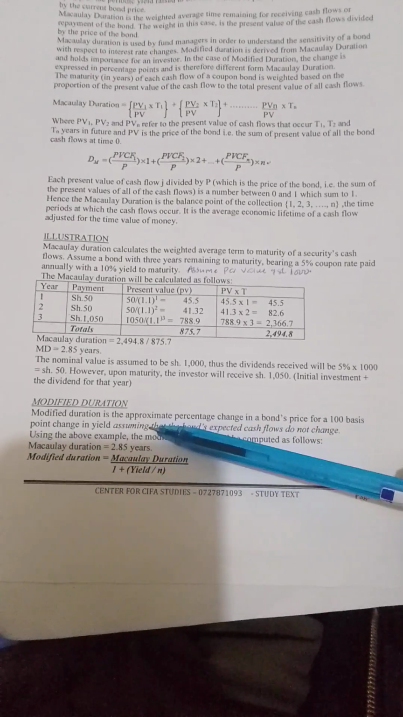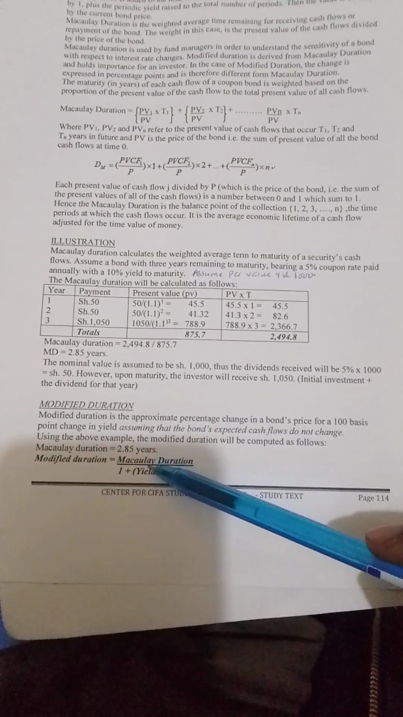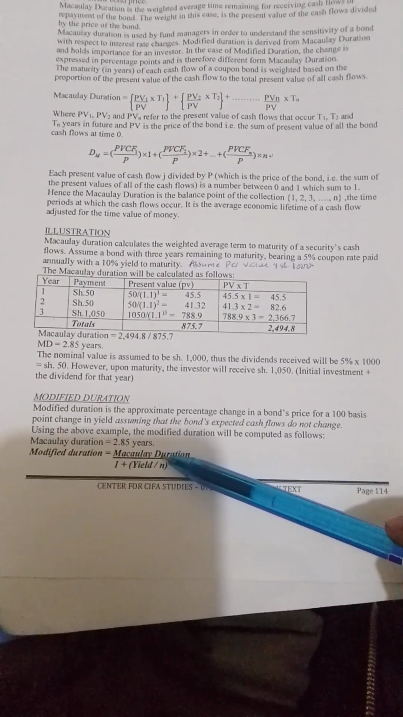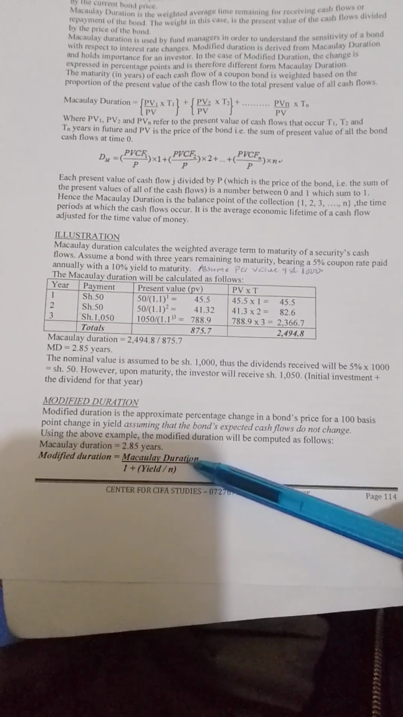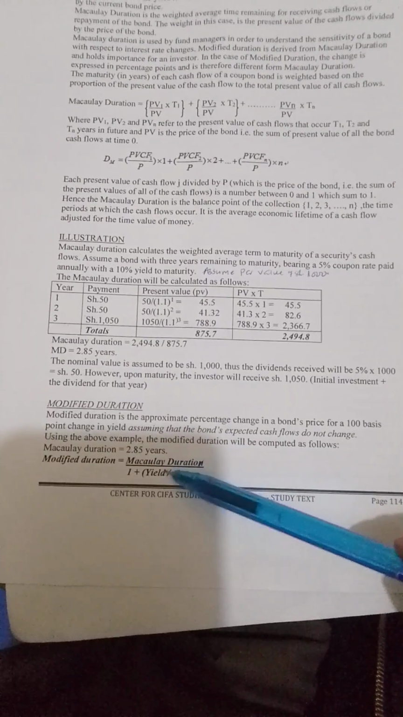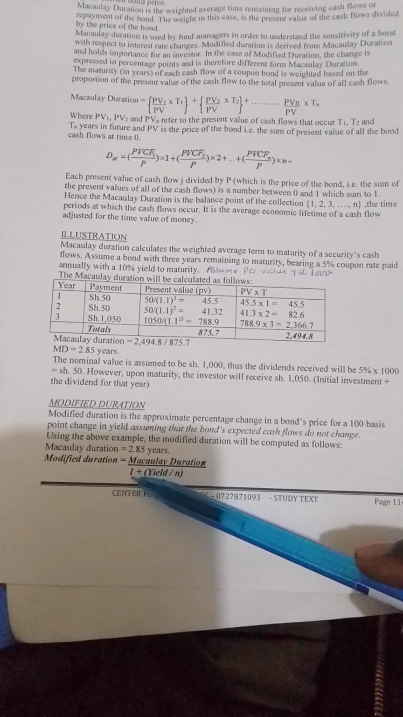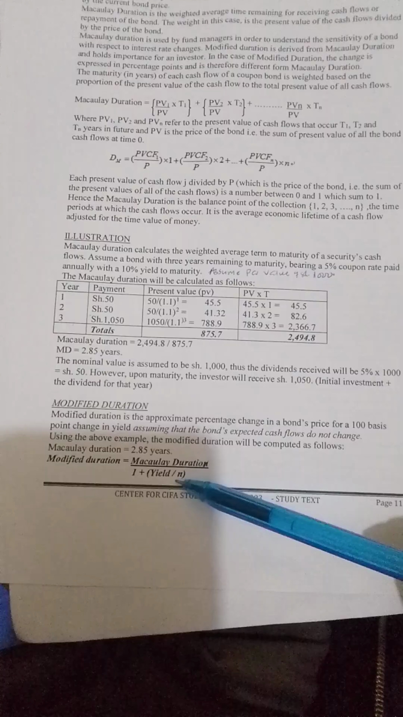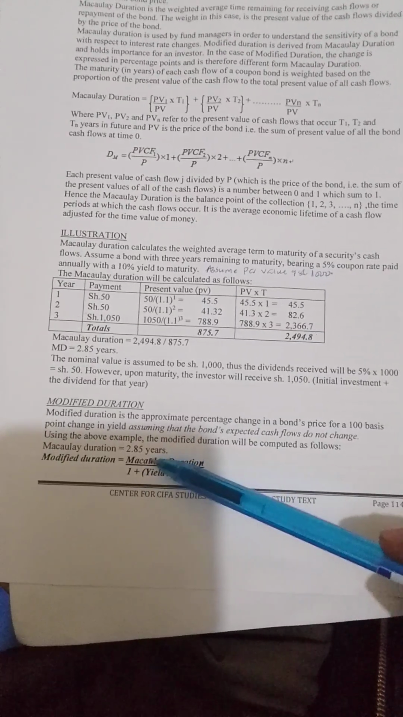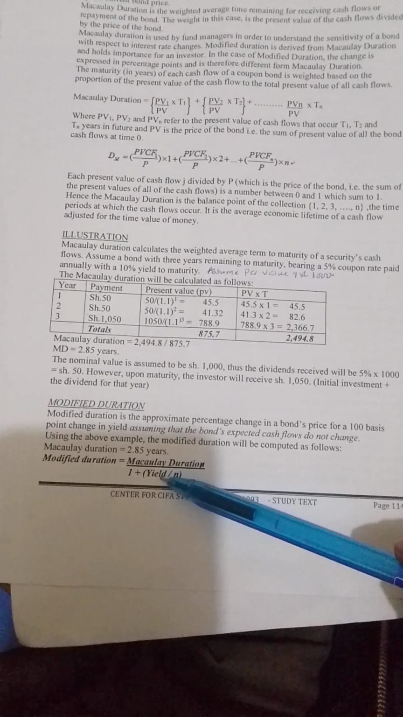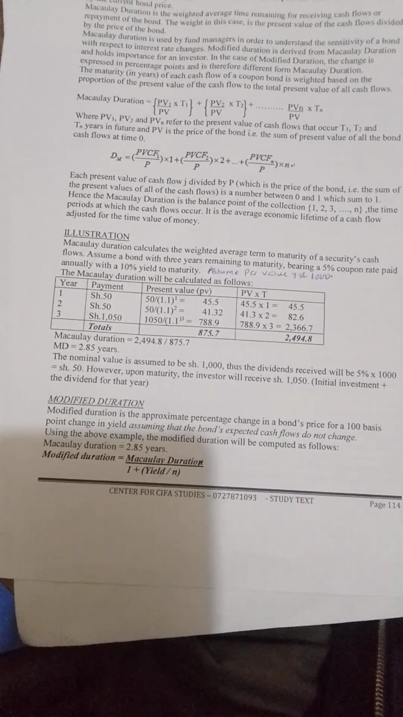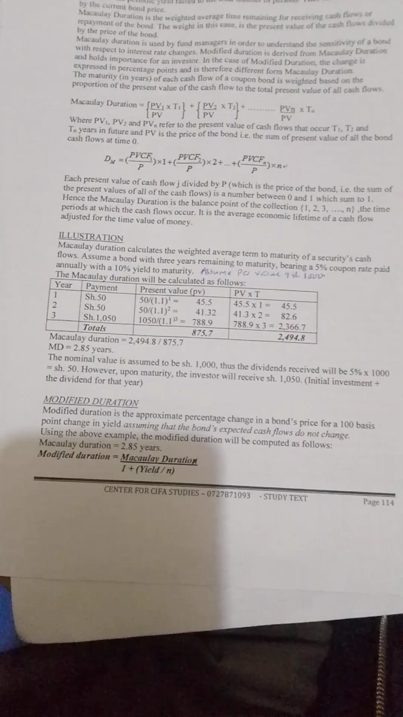The formula is here. We do not have any problem with the numerator as long as we have known how to calculate the Macaulay duration. We just need to mention something very small about the denominator. It is 1 plus y, not YTM, but the yield divided by n. So you need to know what is n.